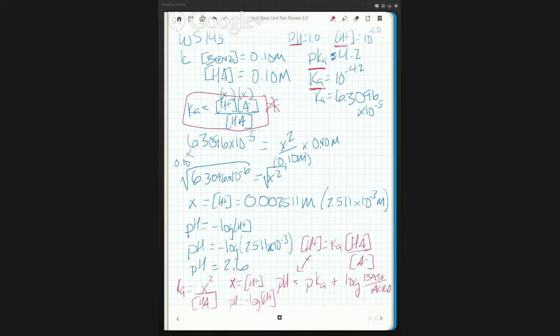So hopefully that makes some sense. You will probably have to do that. I can't remember if I have that exact problem, but I definitely have some variations of that on my test. Okay, so let's go look at number 2.